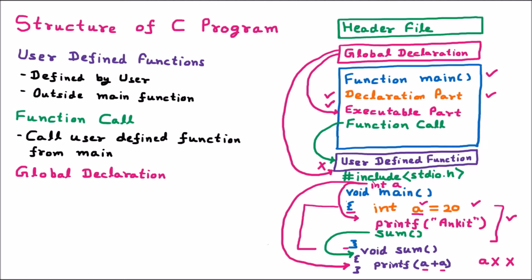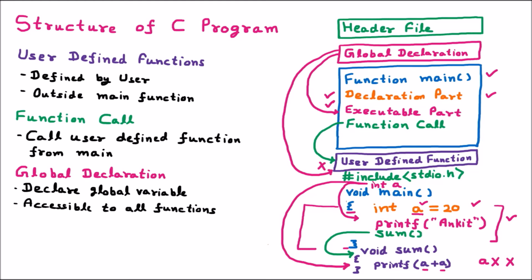So we can say that global declaration is used to declare the global variable. Whenever we declare a global variable, the global declaration is accessible to all the functions. It can be system defined, just like the main function, or user defined, just like here we have taken the example of sum function. So global variables are accessible to all functions.